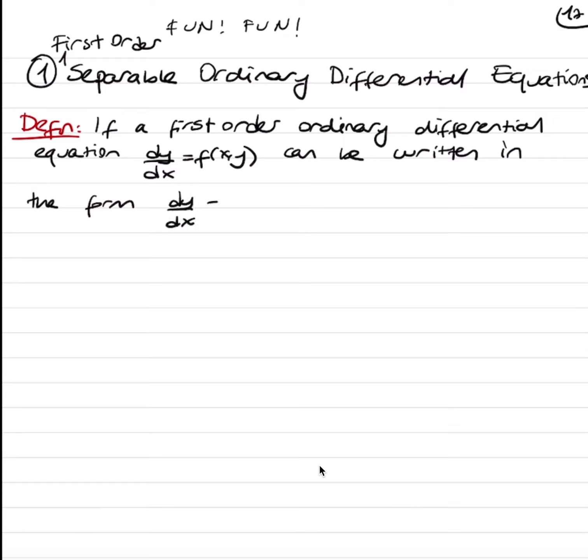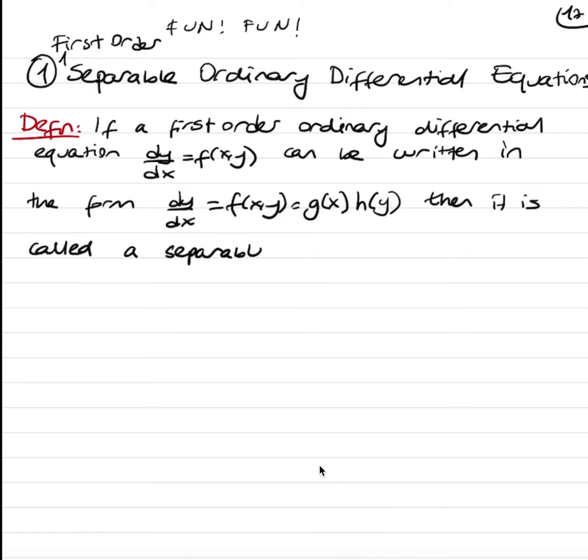dy over dx is equal to f of x, y. So we separate x's and y's. Let's say this is a product of two functions, g of x times h of y. Then it is called a separable differential equation. So we separate the x terms and y terms, but we still have the multiplication.